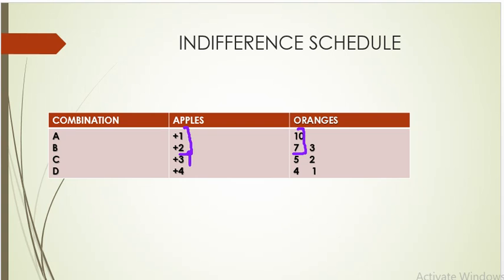Again we move to the C combination, which is having 3 apples and 5 oranges. Here again we are sacrificing 2 oranges. Then we move to the D combination, where we sacrifice 1 more orange. As we see, as the ratio goes on, earlier we are ready to sacrifice more units of oranges for X. That I will be explaining in the law of diminishing marginal rate of substitution.